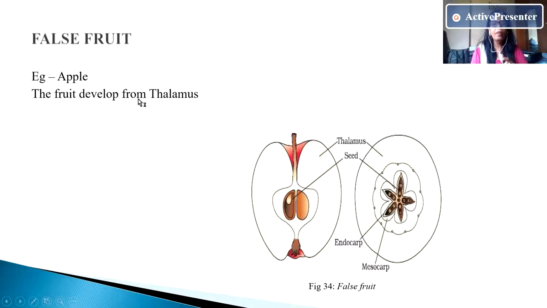The fruit developed from the thalamus. In the case of apple, the edible portion develops from the thalamus. What is the thalamus? The thalamus is the region from where the floral buds arise. That is the basal part of the flower. So here the thalamus is edible, and actually this is the seed developing from the ovule, and is cartilaginous tissue. This part is known as the ovary. So here you can see the endocarp and mesocarp. So this edible portion develops from the thalamus.